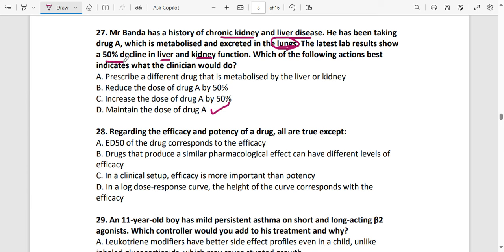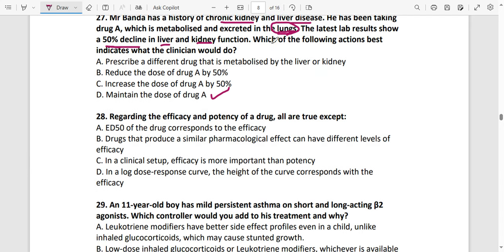So this 50% decline in liver function, the liver itself is dead. So you have to start now looking for ways to treat the liver. Otherwise, with a drug, continue treating the condition you are treating. Okay.